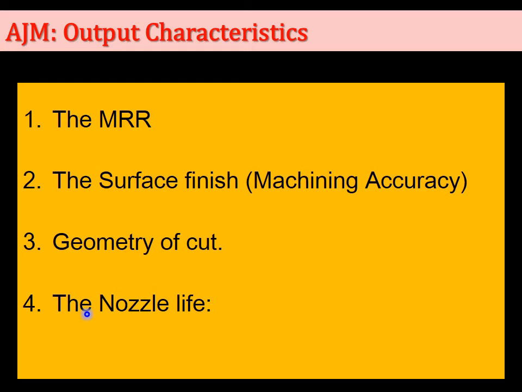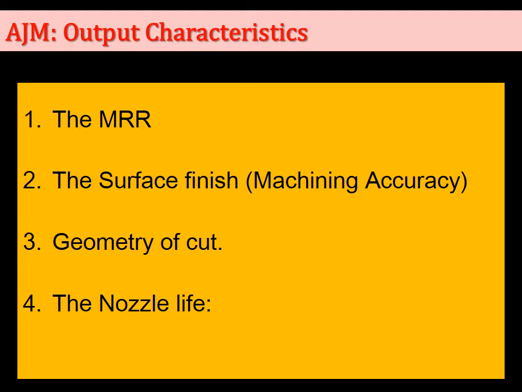The output characteristics include the metal removal rate. There are three to four output characteristics. One is the metal removal rate, second is the surface finish or machining accuracy, and the surface finish is called surface roughness for the process. These are the outputs. Then the geometry of the cuts, which types of geometry you can produce. And the last one is the nozzle life.